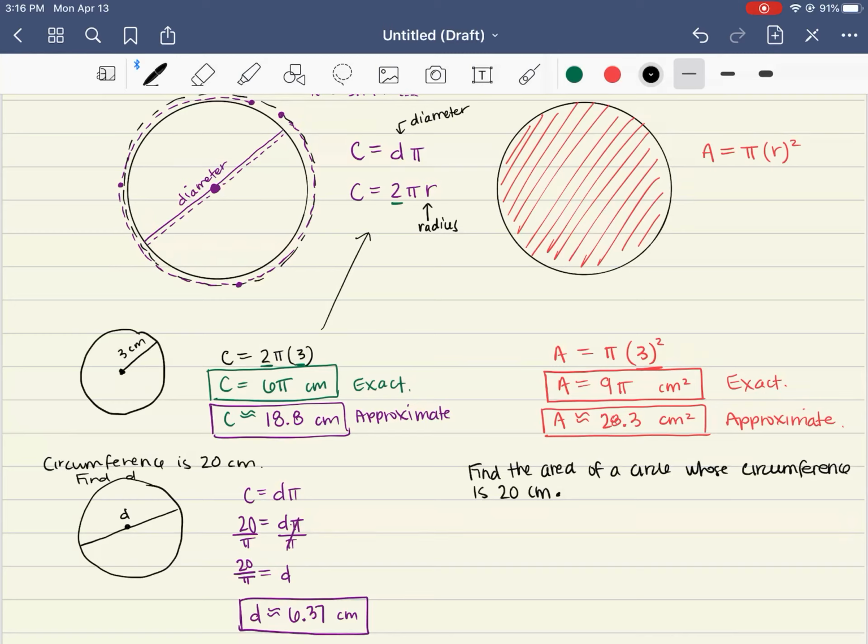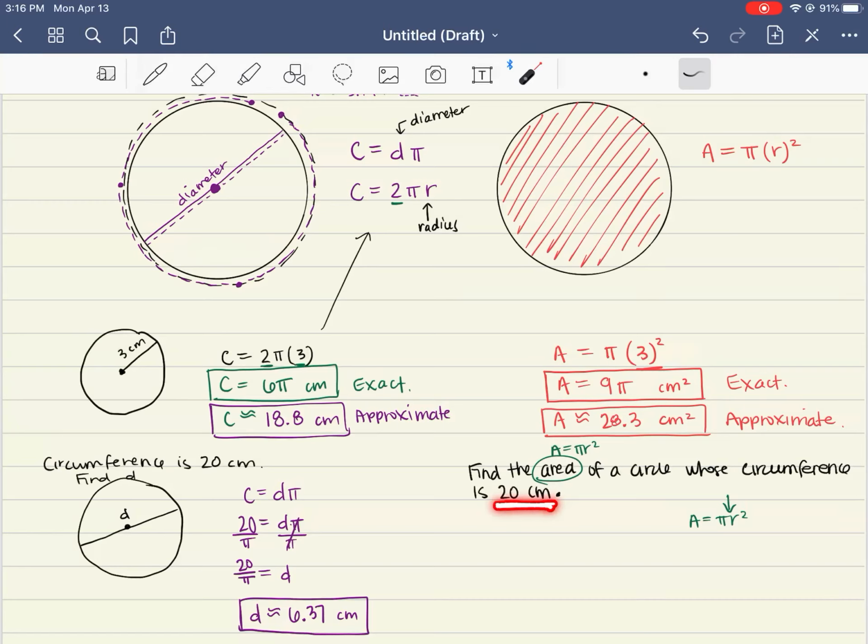And again, the first thing I always do, no matter what assignment I'm working on, is look at what it's asking me to find. It wants me to find the area. So immediately in my head, I'm going to say, okay, area is pi r squared. So in order to find area, I need the radius. So I use what's given to me to help me find the radius.